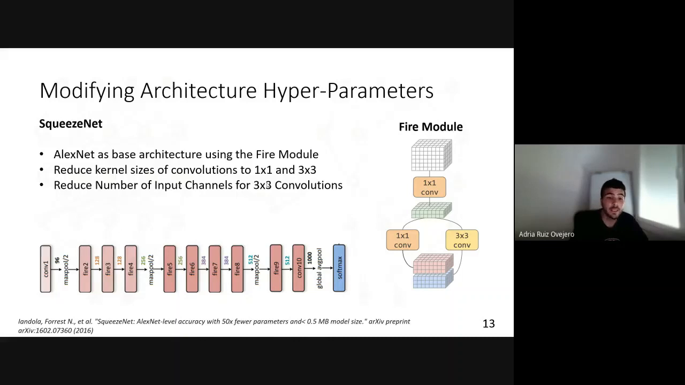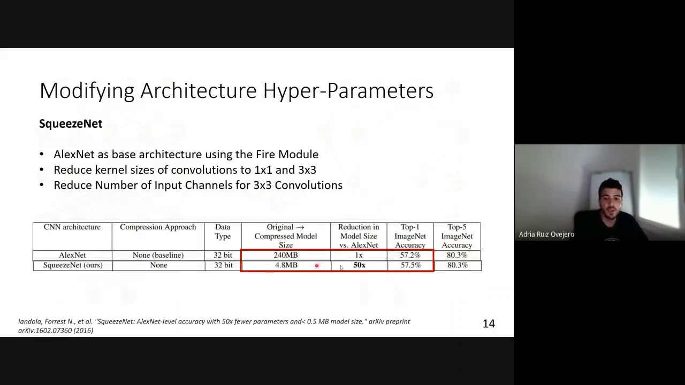And what they found is that if you do this, you can obtain a very similar performance to the original AlexNet, but using 50 times fewer parameters, which is a lot. So in terms of memory, it's a lot. So actually, by modifying these hyperparameters of a network correctly, we can obtain a model that achieves a similar performance, but is much more efficient. Okay.